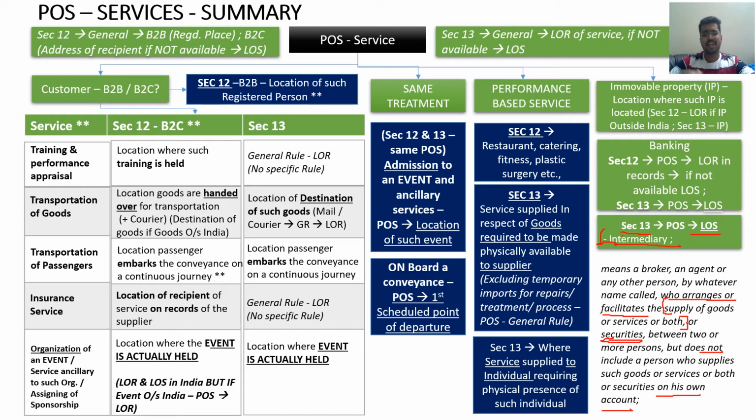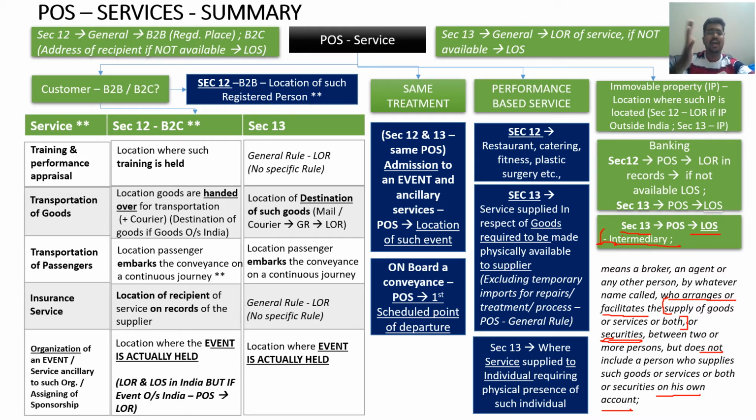Simply put, an intermediary is a person who facilitates a supply between two persons. He will not provide the main service per se. He only facilitates both the persons. Like say he could be an agent, he could be a broker, he could be any other name. Agent, broker are just names. The model has little difference, but in essence they act as intermediary. They connect two persons to provide the service, right?